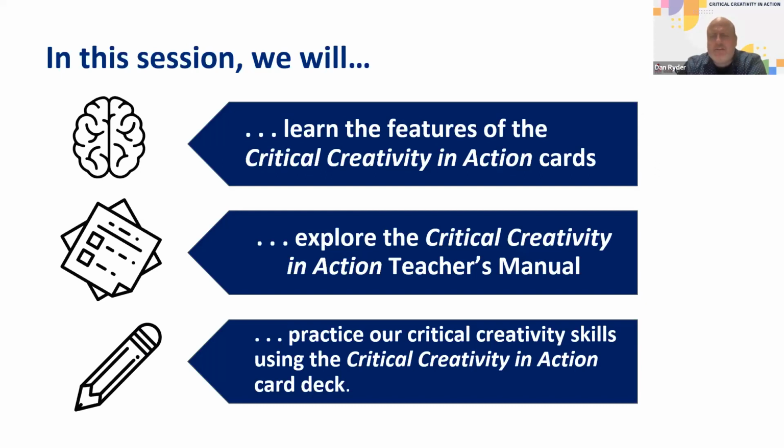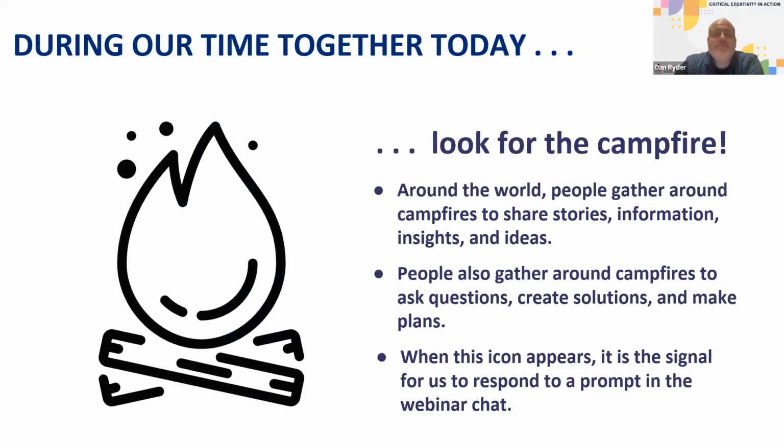Now, there are some icons here on the screen that you're going to see throughout our webinar, and let's just briefly review what they mean. So when you see the brain, that means we're going to be delivering new knowledge or definitions or terms to you, our audience. And then we're going to be using the notepad icon to indicate points when we'll provide examples of critical creativity and these skills in action. And then when you see the pencil icon, that's points where we want you as participants to practice the skills that we discussed by creating and making.